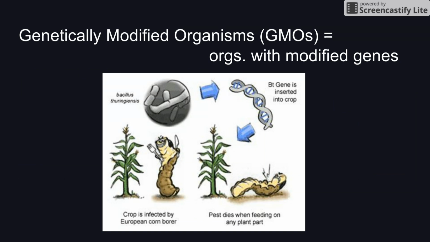All right, this is the very last thing here. Genetically modified organisms, that we also call GMOs. So these are just organisms with modified genes. You can take a gene from somewhere else, stick it into another organism just to give it the desired trait. Or like in this corn plant here, we can make it resistant to this, what does it say? Crop is infected by European corn borer. Pest dies when feeding on the plant. So we just give it this certain gene that allows it to produce a protein that kills off this pest that otherwise would be killing the corn.